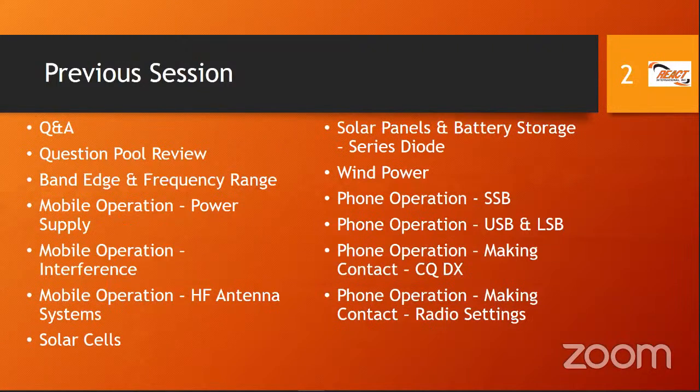During our previous session, we had our little Q&A, followed by our usual question pool review. Then we discussed band edge and frequency range. We also discussed mobile operation and the power supply. We also discussed mobile operation interference, as well as HF antenna systems. We discussed solar cells, solar panels, battery storage, series diode, wind power, SSB, USB, LSB, making contact, and the concept of CQDX, as well as phone operations and radio settings.